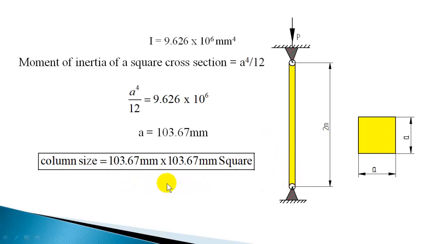So this is a minimum size. You can have a size greater than this, but it should not go below this. So if you reduce the size, the safe load will decrease. The column cannot support so much of load.